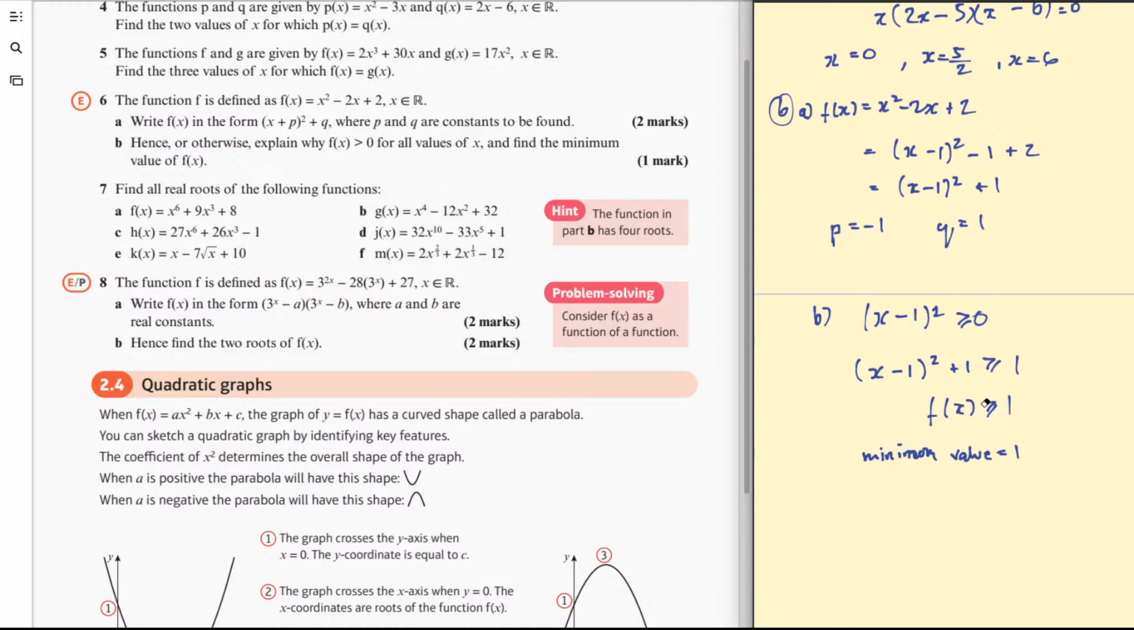Oh, sorry. Yeah, I was getting confused. This says f of x greater than 0. We've said f of x greater than or equal to 1, and then the minimum value is 1. Everything's fine. No problems.